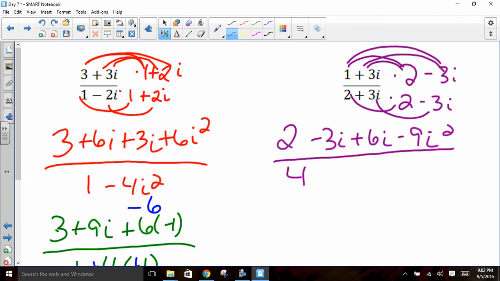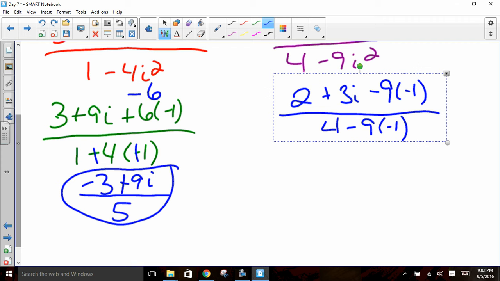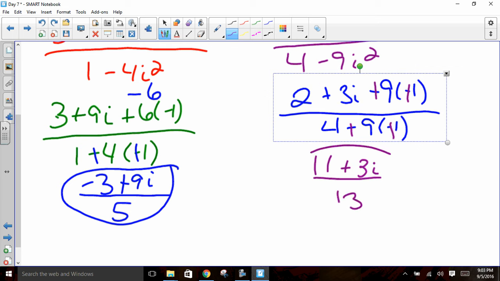3i times negative 3i is negative 9i squared. I get 2 plus 3i, because negative 3i plus 6i gives me positive 3i. Minus 9 times negative 1, all over 4 minus 9 times negative 1. Negative, negative turns positive, so then I get 2 plus 9, which gives me 11, plus 3i, all over 4 plus, again, plus 9, which gives me another 13. So I have 11 plus 3i, all divided by 13.